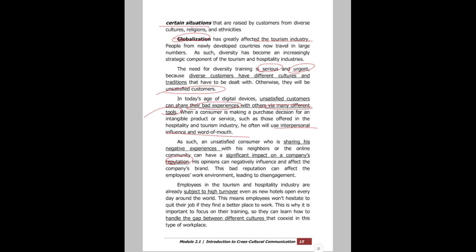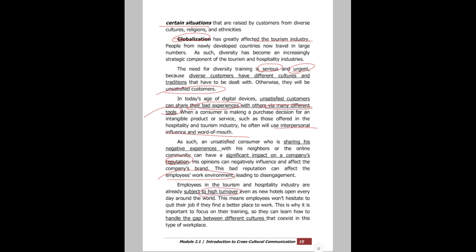So, syempre, kung may mangyaring mga negative impact, hindi lang yung company ang maaapektuhan, pati yung mga employees. Okay? Yung mga employees nila. Pwede rin kasi silang mabash, pwede rin kasi silang, let's say, masabihan ng mga hindi magagandang bagay because sa nangyari sa company na yun. Of course, depende sa level nung problem or nung issues.